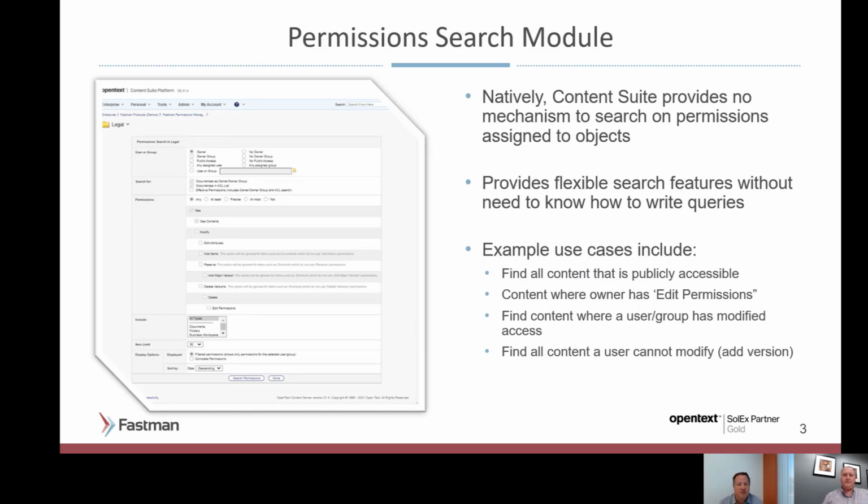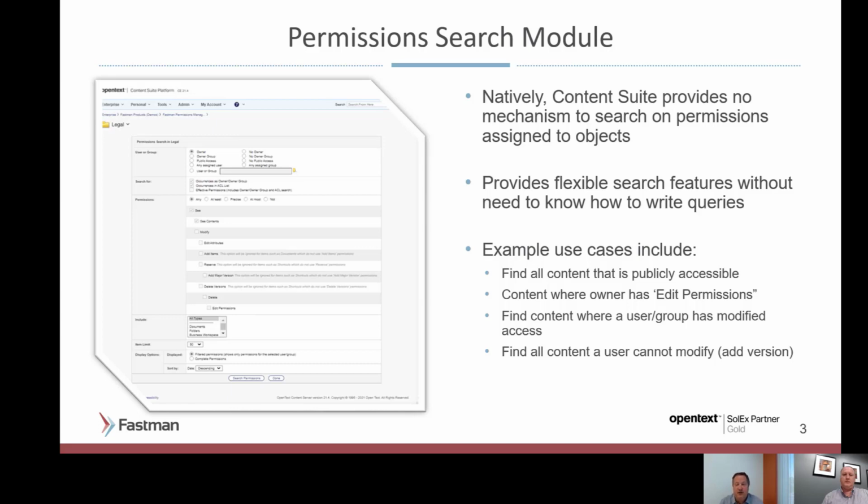Before we dive into some of the specific enhancements that we've done this time, let's first talk about a few important modules within Permissions Manager. Of course, the permissions dashboard and our rollback capability are very popular. However, the permissions search module is a very useful solution and lets you search without having to write SQL queries or to interrogate the database. This comes in very handy because there's no native mechanism available within Content Suite to do this.